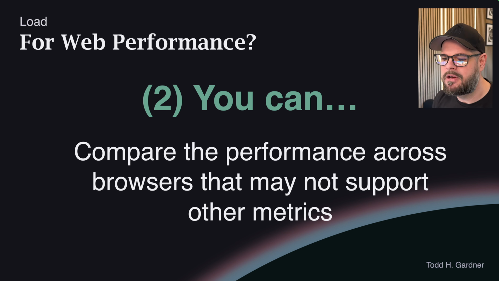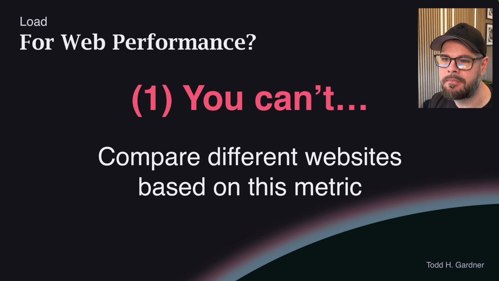And so if load is 1.2 seconds in Chrome and load is 3 seconds in Safari, you know that even though you don't have those other metrics, something is slower in Safari for your website, and you can use that as a comparator to explore and see what might be running slower.